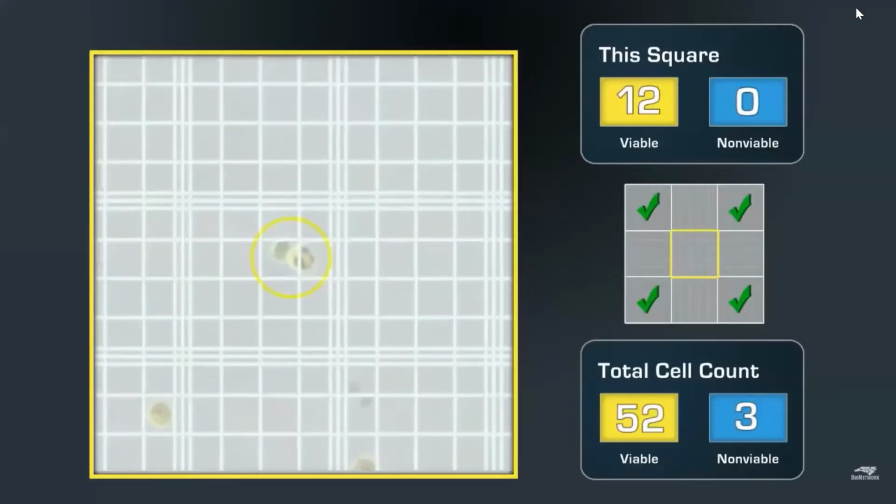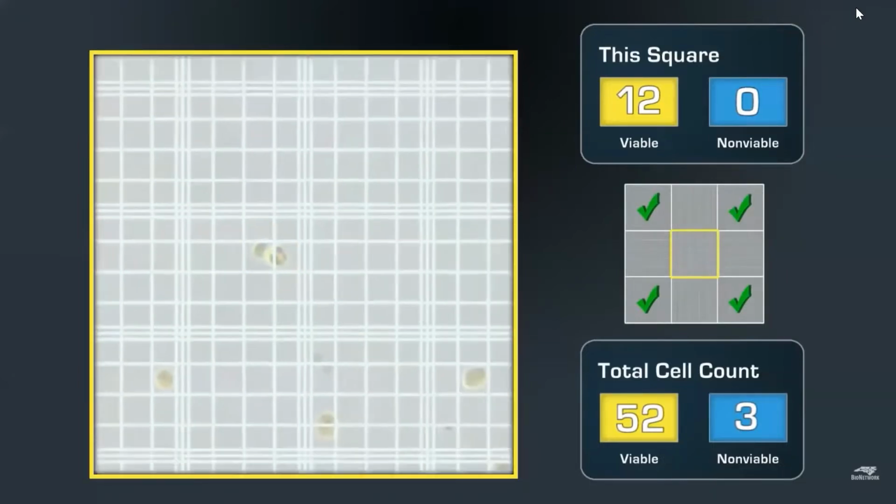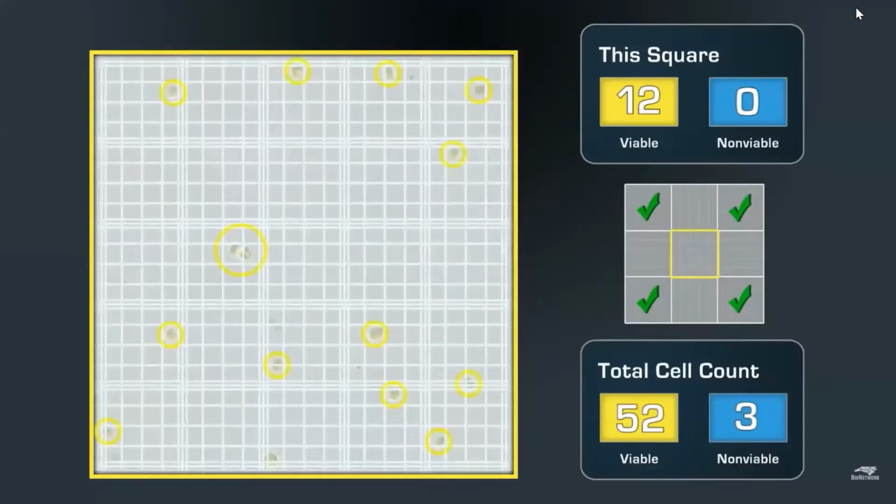Sometimes cells will appear as clumps or small groups. It may be difficult to determine exactly how many cells are in a group. The method of counting clumps of cells differs from lab to lab, so be sure to follow the procedure in your lab. We will count this clump as 2 cells.